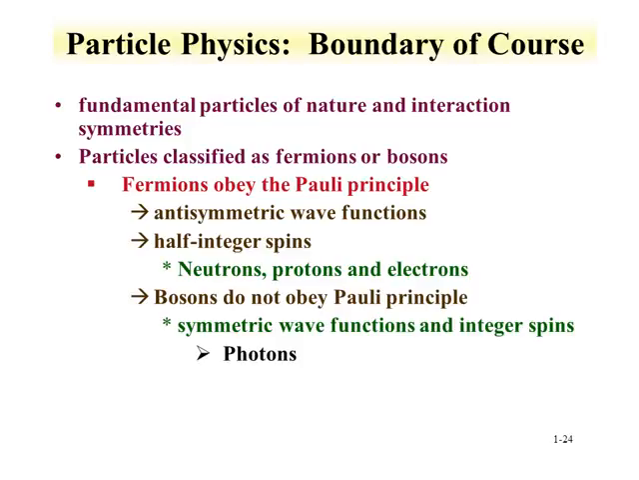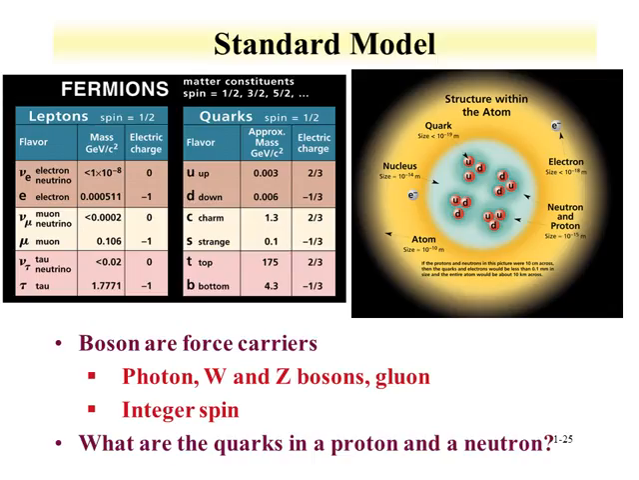Bosons, they do not obey the Pauli principle. They have symmetric wave functions and integer spins. An example of that. When we also talk about particle physics, we can explain some aspects of particle physics using the Standard Model. 2 aspects of the Standard Model are force carriers, these leptons, and then quarks.